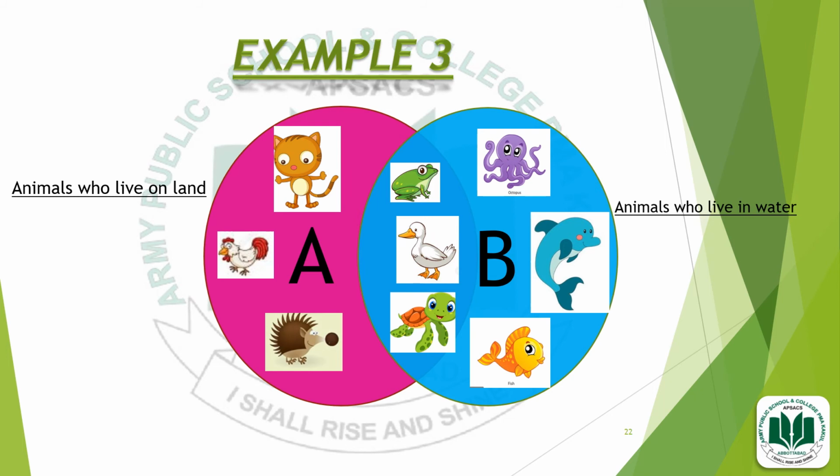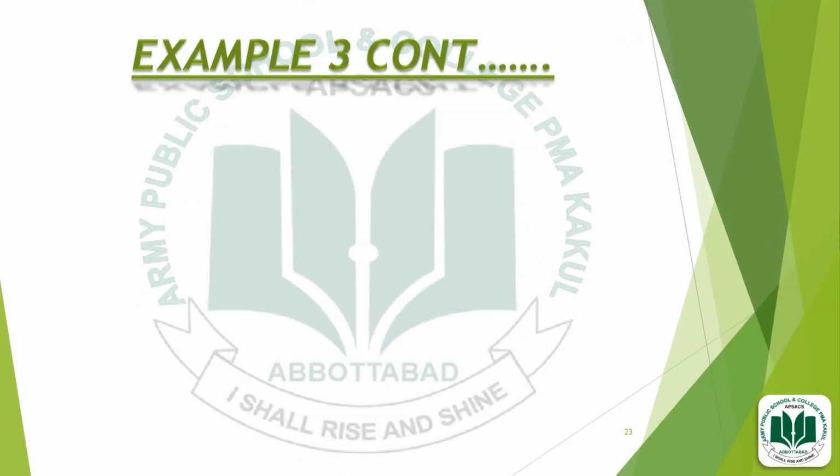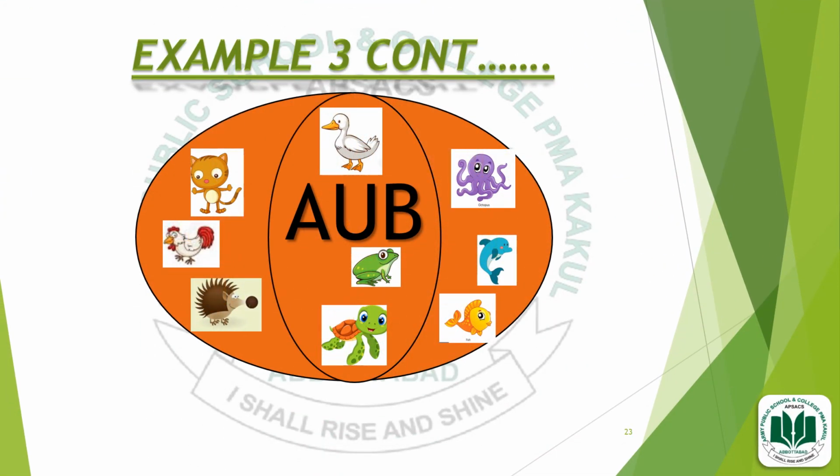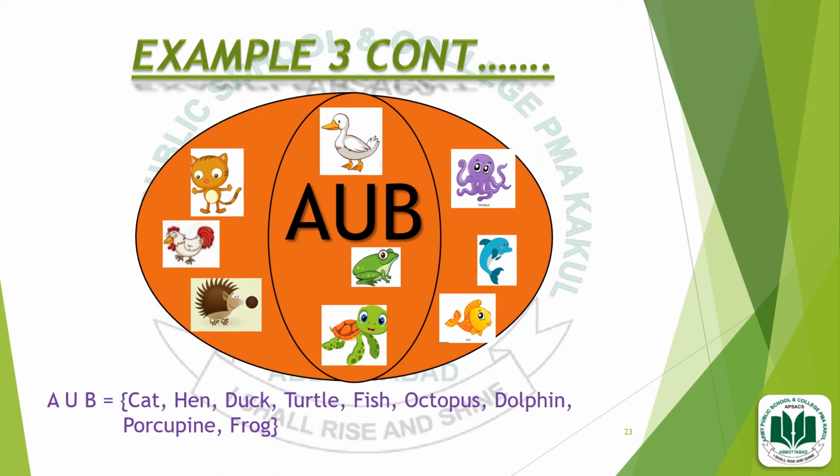Now, if I want to unite these two sets, how am I going to represent them? I'm going to draw one large circle in which I place all these animals. And mathematically, that would be cat, hen, duck, turtle, fish, octopus, dolphin, porcupine, and frog, all elements placed in one curly bracket.